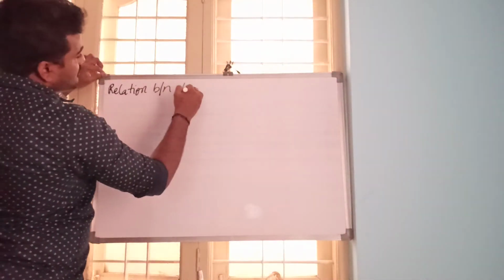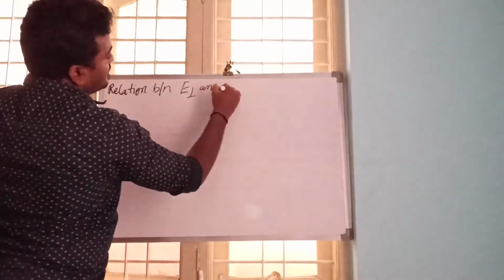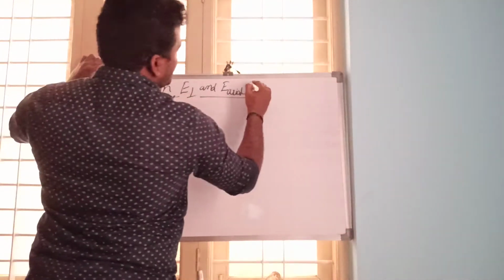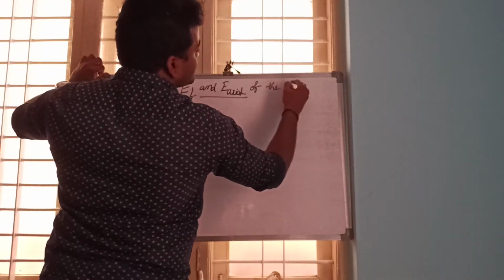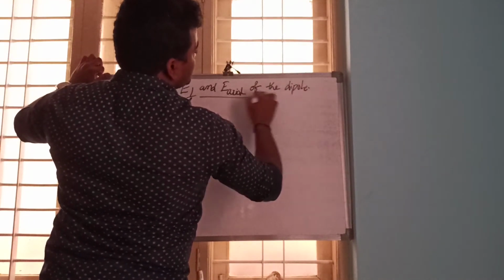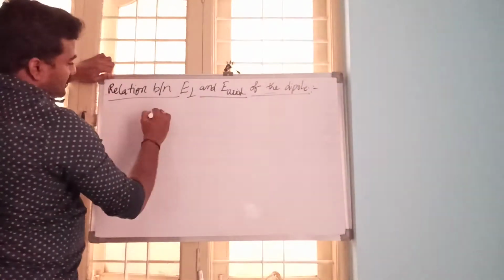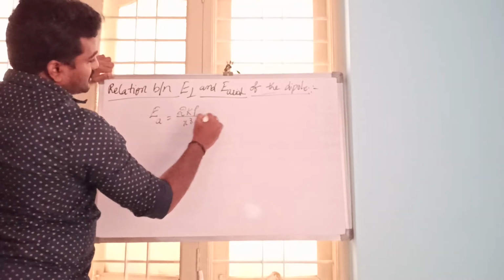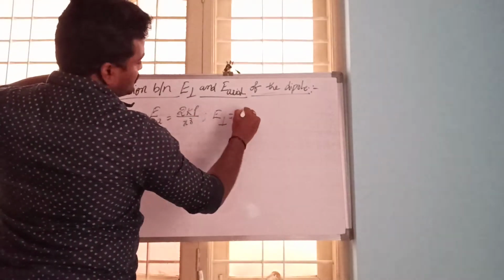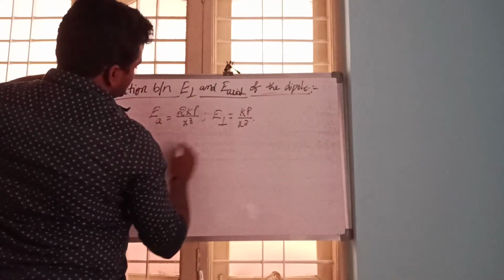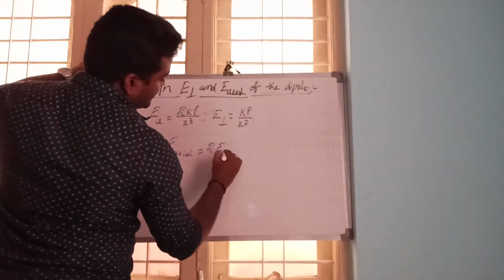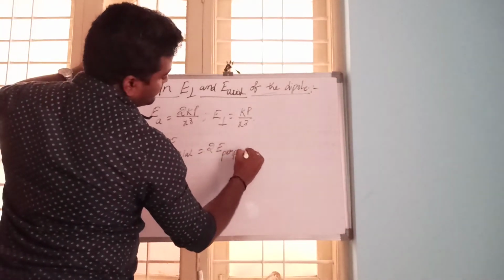Now, the relation between E perpendicular and E axial of the dipole. We know that E axial equals 2kp upon x cube, and E perpendicular equals kp upon x cube. So E axial equals 2 times E perpendicular.